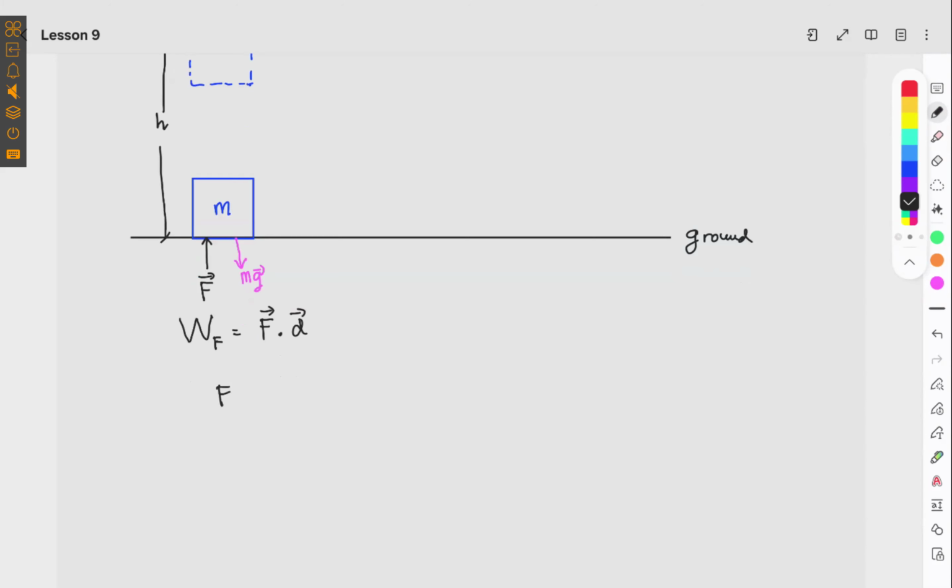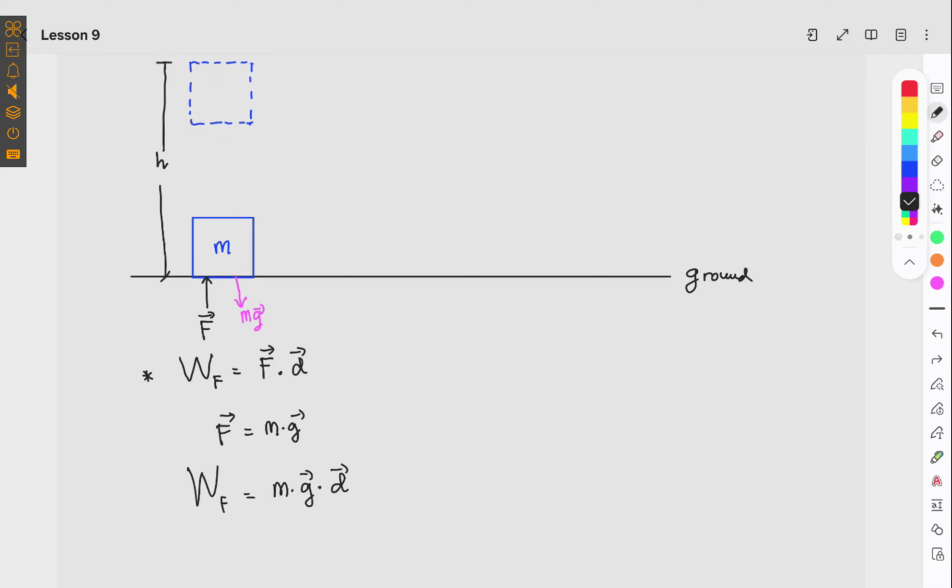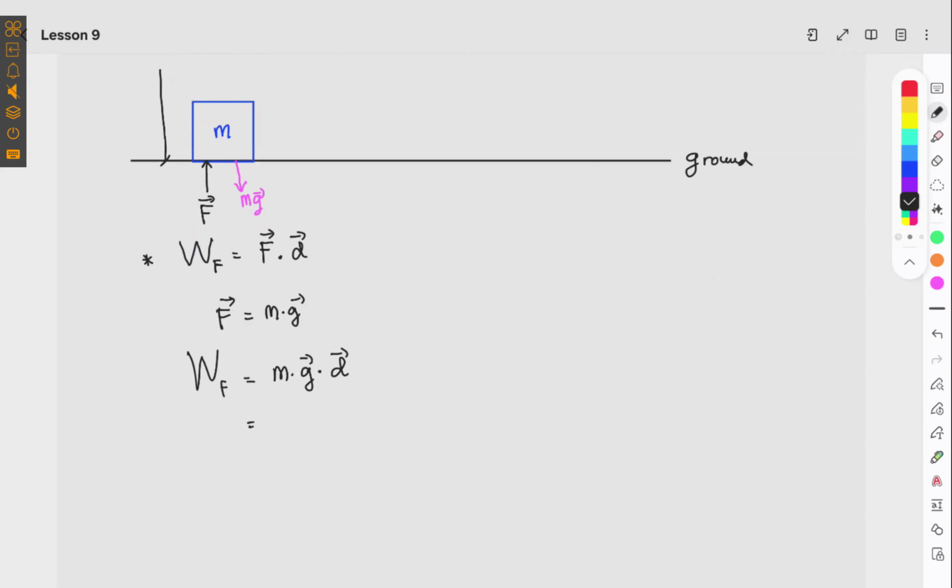F is just simply equal to the mass times the gravity. The work done by the applied force is simply the mass multiplied by the gravity multiplied by the displacement. Displacement in this case is what? It's just simply the height.